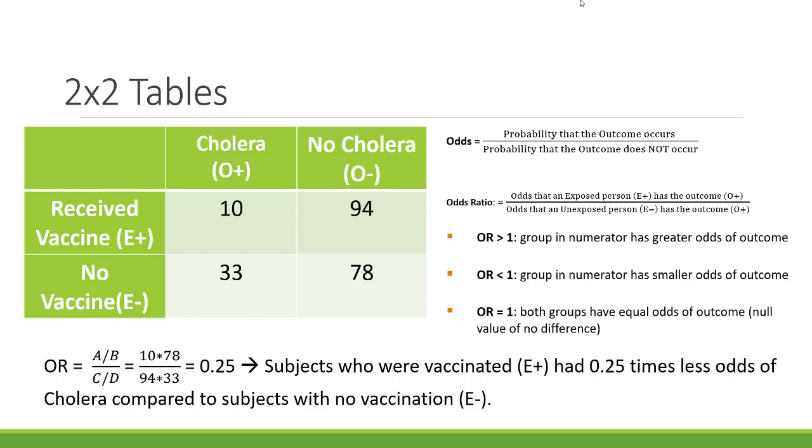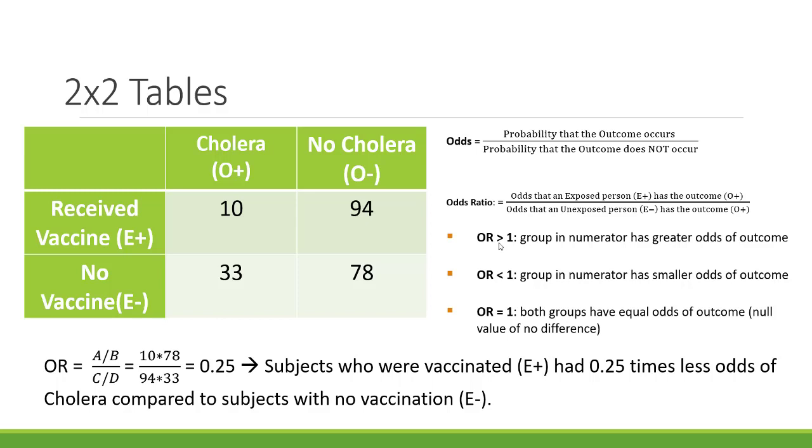In this case, we're looking at the odds of an exposed person having the outcome compared to an unexposed person having the outcome. In general, when we're looking at odds, if it's greater than 1, it means the group in the numerator has a greater odds of the outcome. If it's less than 1, then the group in the numerator has a smaller odds of the outcome. If it's equal to 1, both groups have equal odds of the outcome. And that's actually the null value when we're looking at odds ratios.